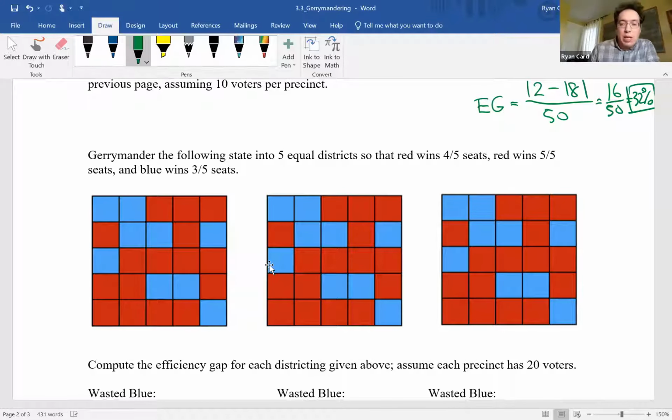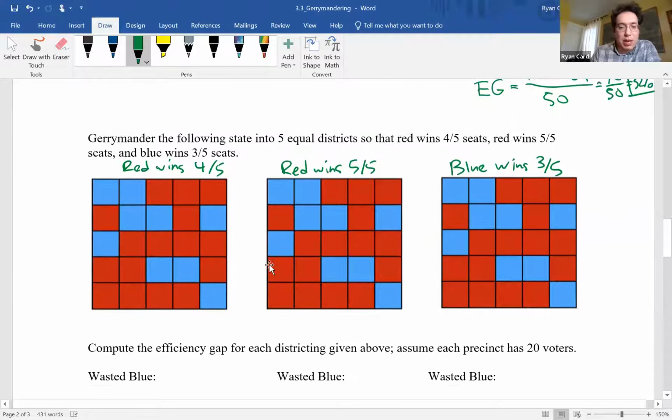So on the first one, you want the district so that the red wins 4 out of 5. In the middle one, I want you to do red wins 5 out of 5 districts. And on the last map, I want you to draw so that the blue wins. So this one, red is the majority, but I want you to flip it, 3 out of 5 in this case. So maybe I'll do one and maybe you do two, just so you can see what happens.